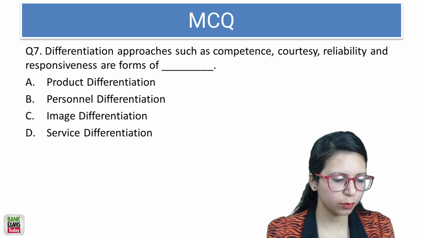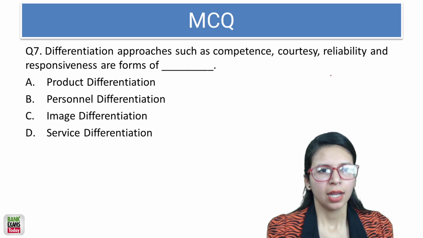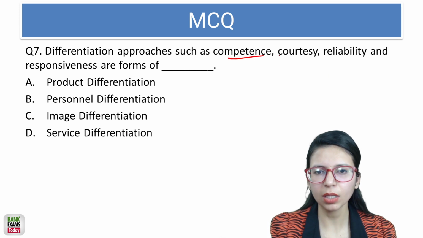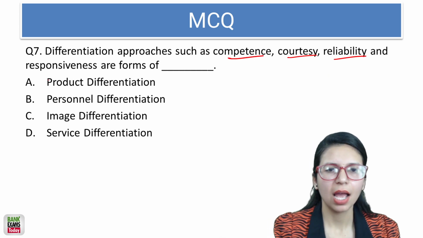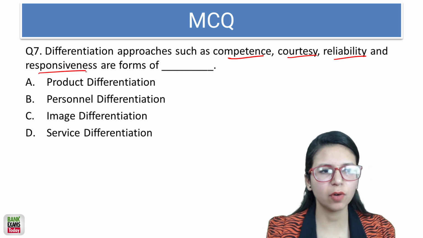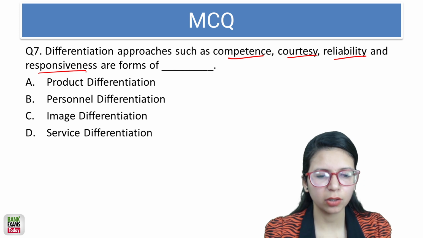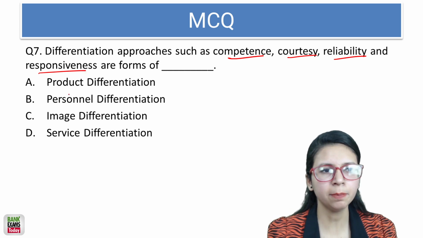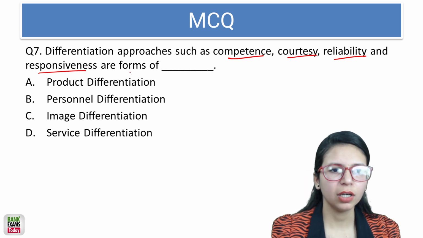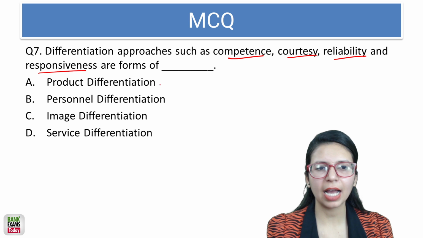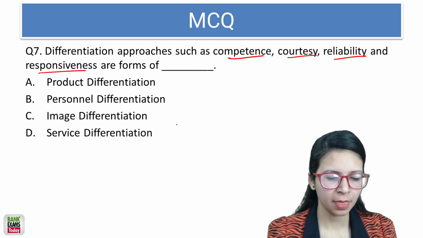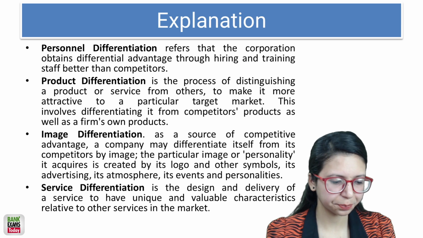Now next, let's move on to the seventh question. Differentiation approaches such as competence, courtesy, reliability, and responsiveness are forms of what? Which of the following? Again, answer all of these. So here, there are different approaches for differentiation, where I have made the explanation for all four of them. So let's see with that first.